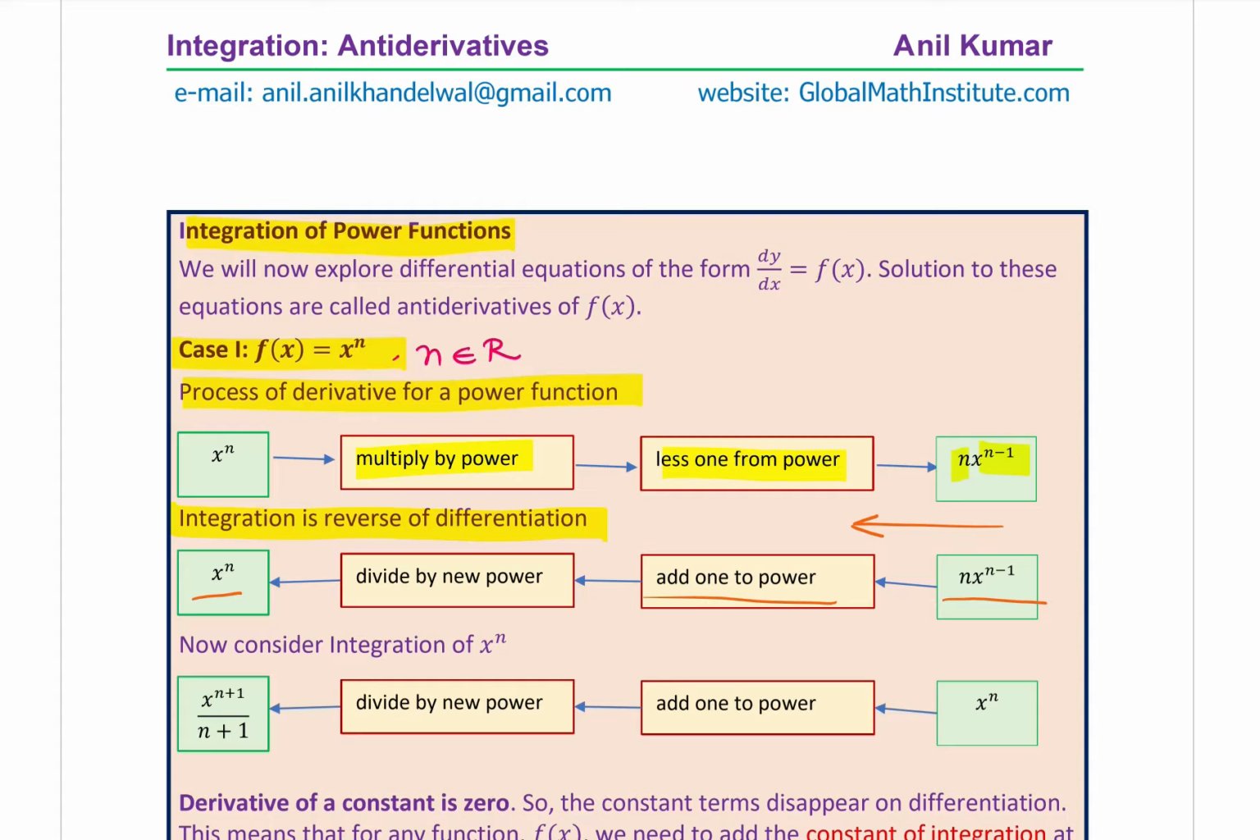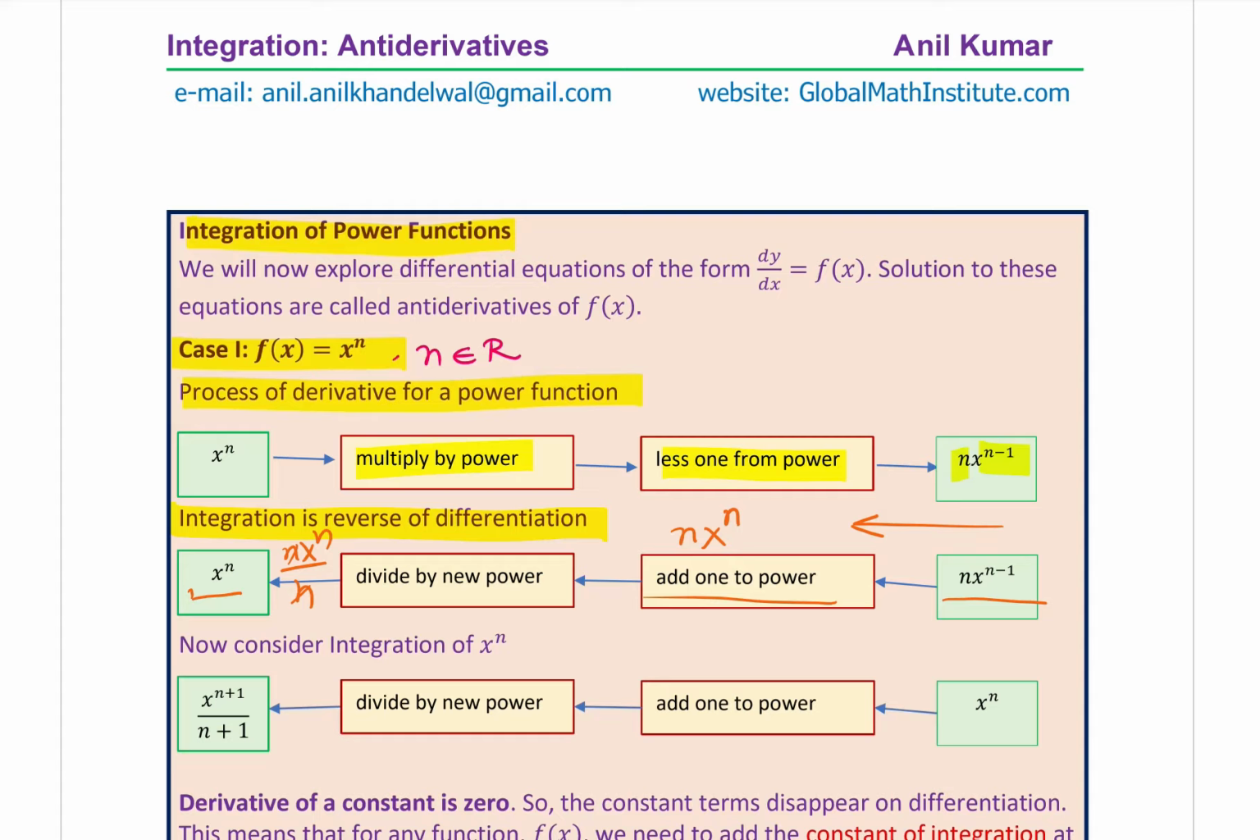This becomes n times x to the power of n. And now divide by the new power. The new power is n, so when I do that, I get n x to the power of n divided by n, and these n's cancel. What we get is x to the power of n. So it really works, right? That is how differentiation and integration work hand in hand. It's literally a reverse operation.